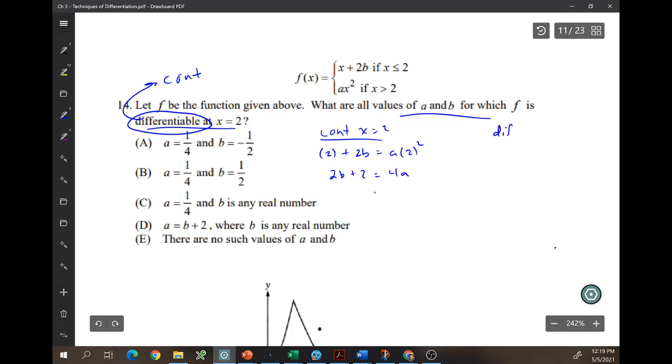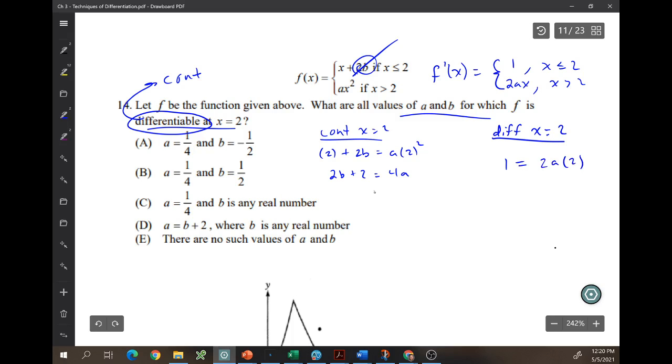Then I'm also going to do the same thing for it being differentiable at x equals 2. So before I can do that, I do have to take the derivatives. It's going to be 1. The derivative of 2b is 0 because there's no x in it. So 1 when x is less than or equal to 2, and then 2ax when x is greater than 2. So I'm going to set 1 equal to 2a times 2. That's 1 is equal to 4a. Divide by 4, we get 1/4 equal to a.